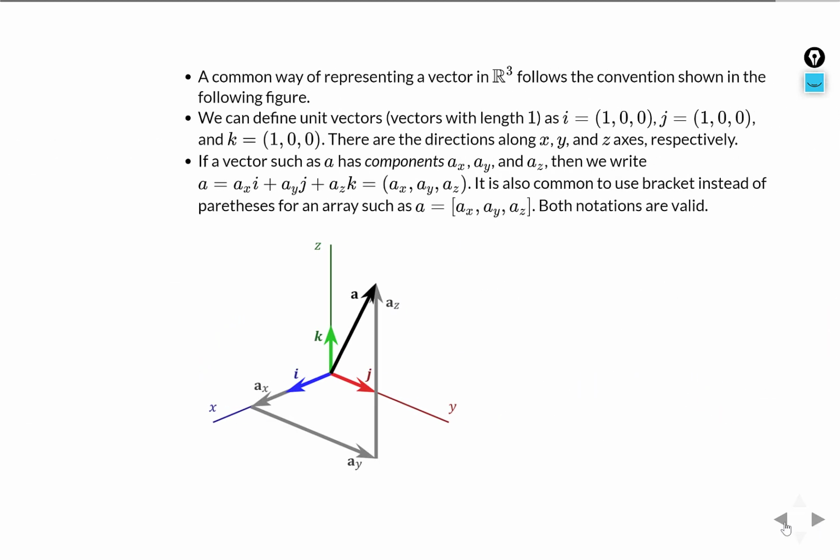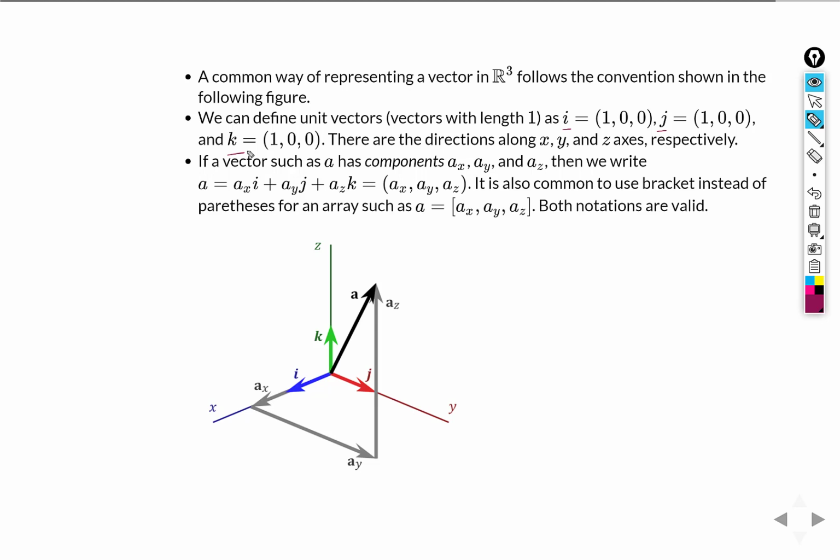Finally, we're going to see how to represent a vector in the 3D space. Recall that we have three independent axes, x, y, and z. We define unit vectors i, j, and k. i is the unit vector along the x-axis, j is the unit vector along the y-axis, and k is the unit vector along the z-axis. Notice that we call them unit vectors because they have length 1.